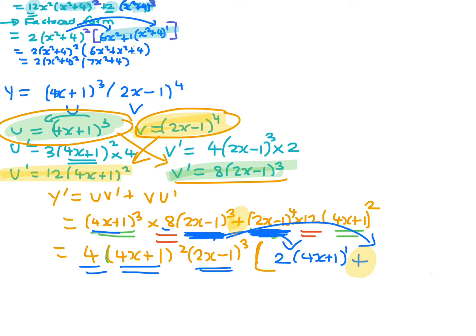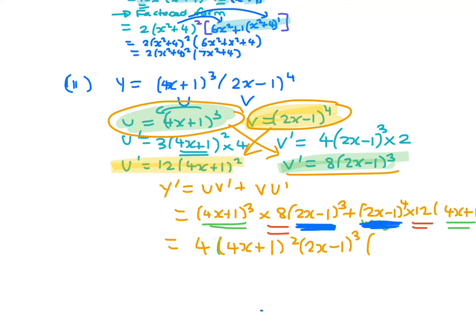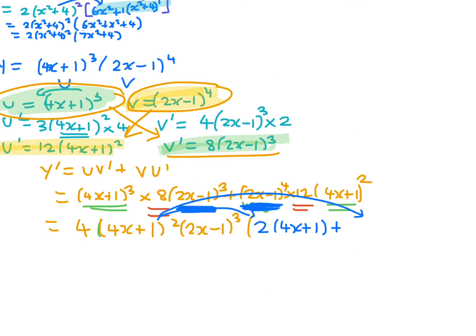All right, so now I'm going to do the second eyebrow. So what will be left there? 4 times 3. And then you take out the (4x plus 1) to the power of 2. So that one's gone. So that one's totally out. And then if you look at the other one, the (2x minus 1) to the power of 4, that was to the power of 3. So that means there'll be 1 left because it was to the power of 4. So it's the power of 1.